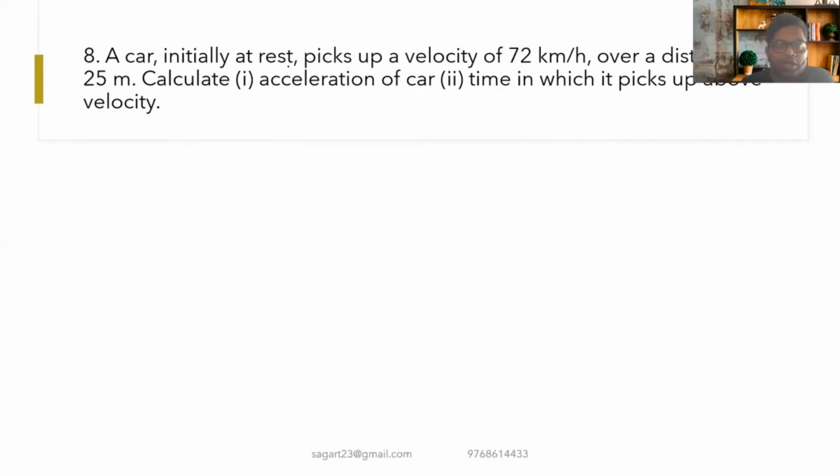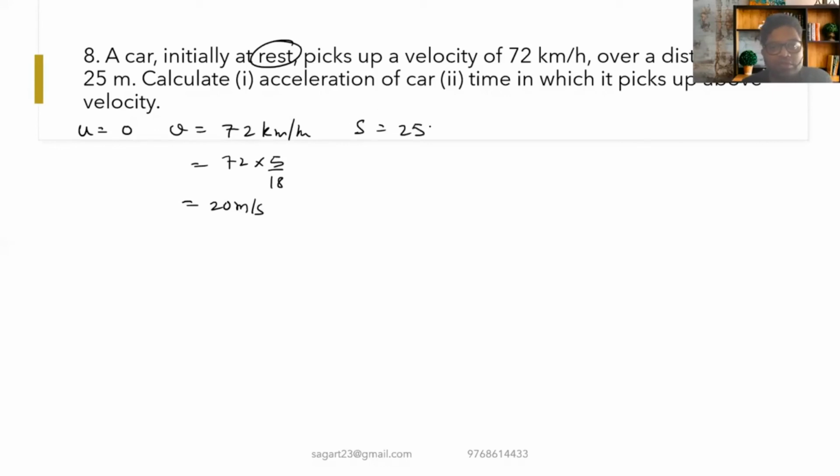A car initially at rest picks up a velocity of 72 kilometer per hour. So initially at rest, so u is equal to 0, v is equal to 72 kilometers per hour. So this has to be multiplied by 5 by 18. So that is 20 meter per second. And it covers a distance of 25 meters. Okay. So s is equal to 25 meters.